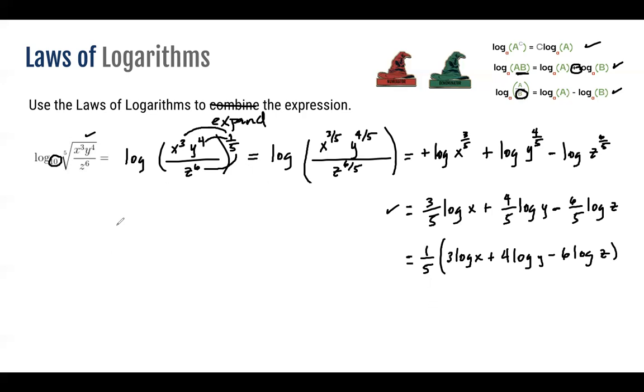But if someone had this as 1/5 that multiplies the common logarithm of x to the third, y to the fourth, and z to the sixth, this is another way to go. You could go from here and expand, but everything that you expand will be multiplied by 1/5, and you would end up with something like this. But I think both answers will do just fine.